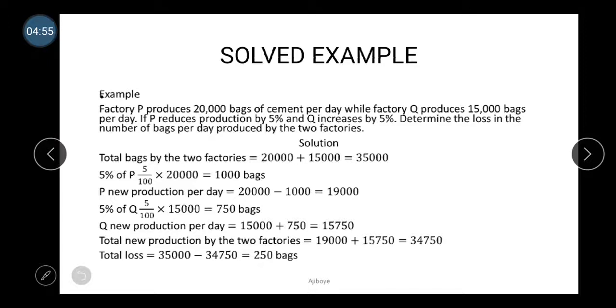Now, the total new production by the two factories would be equal to 19,000, that is the reduction from 20,000 to 19,000, plus 15,750, which is the increase of Q per day. When we add the two together, we have 34,750. If we want to find the loss, we subtract the new production per day from the old production per day. So that will be 35,000 minus 34,750, which will give us 250 bags.